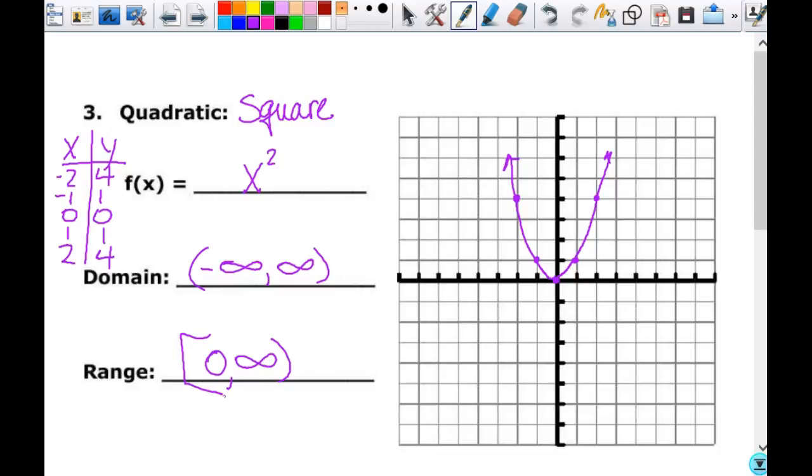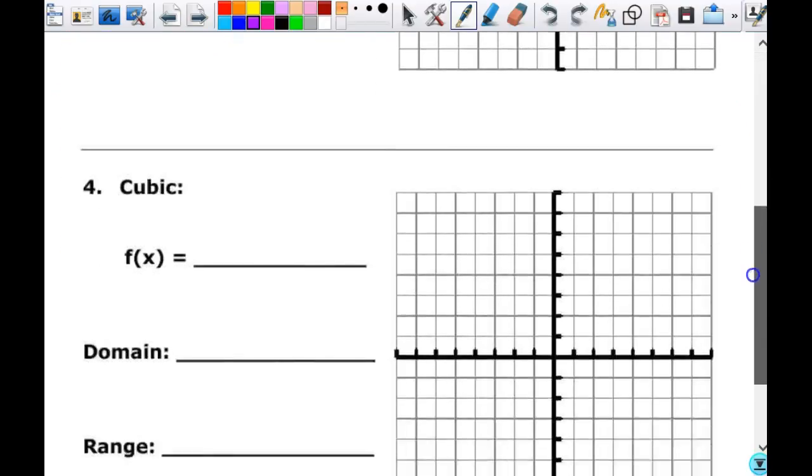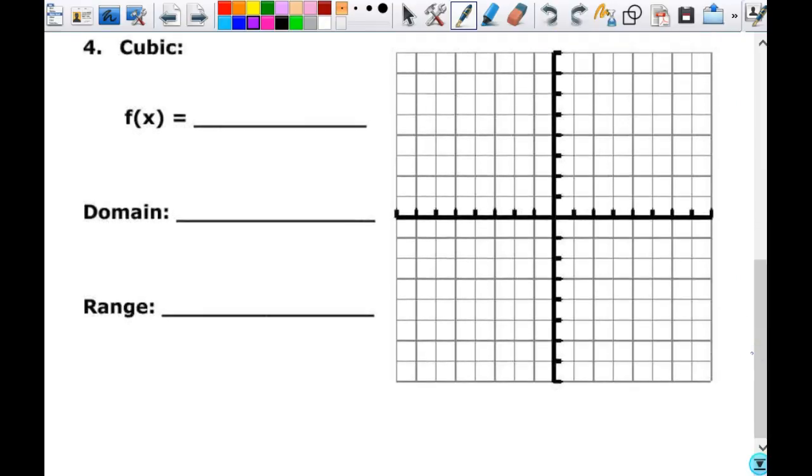Review, review. All right, so then we have a cubic. For a cubic, f of x equals what? X cubed. And then for x and y, I want you to use the same -2, -1, 0, 1, and 2. Then that's all we're going to look at right now.